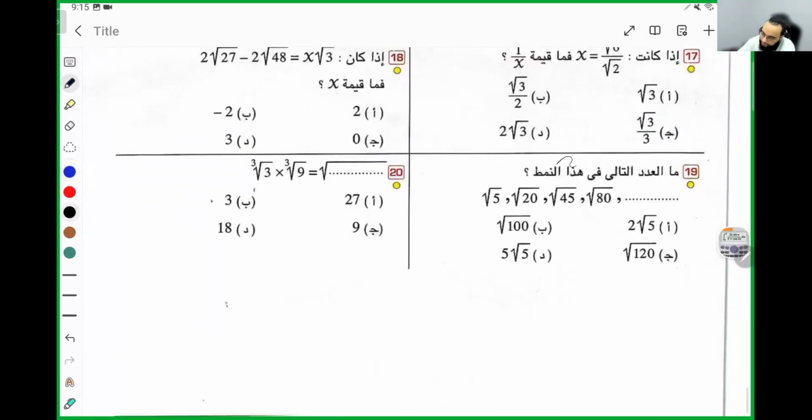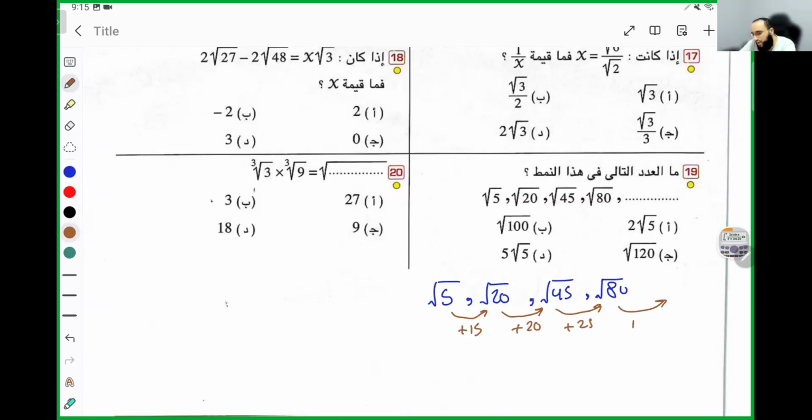Look at this pattern. It's an important pattern. Root 5, root 20, root 45, root 80. Someone could tell me, Mister, in the first step I added 15, and then I added 20, and then I added 25. So the next step is to add 30. Each time I'm adding an extra 5. Then it's 15, then 20, then 25, then 30.